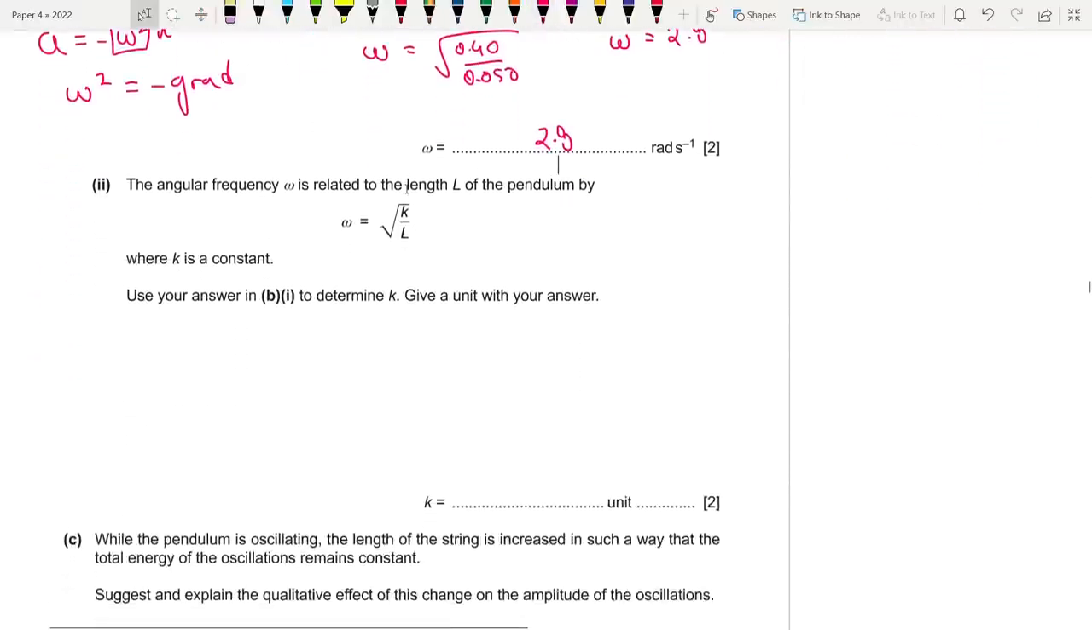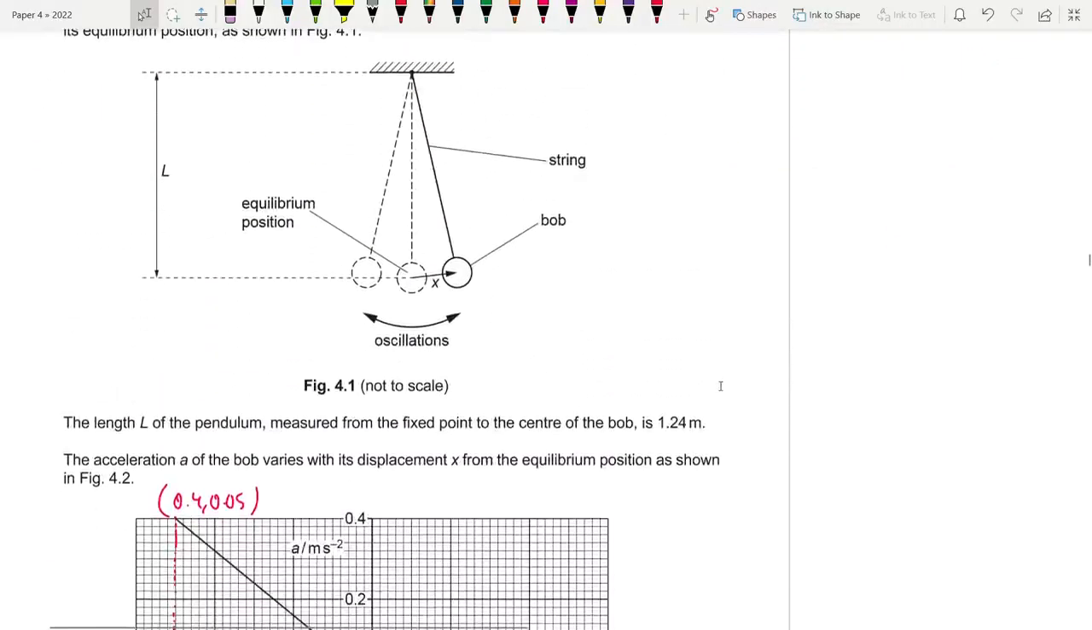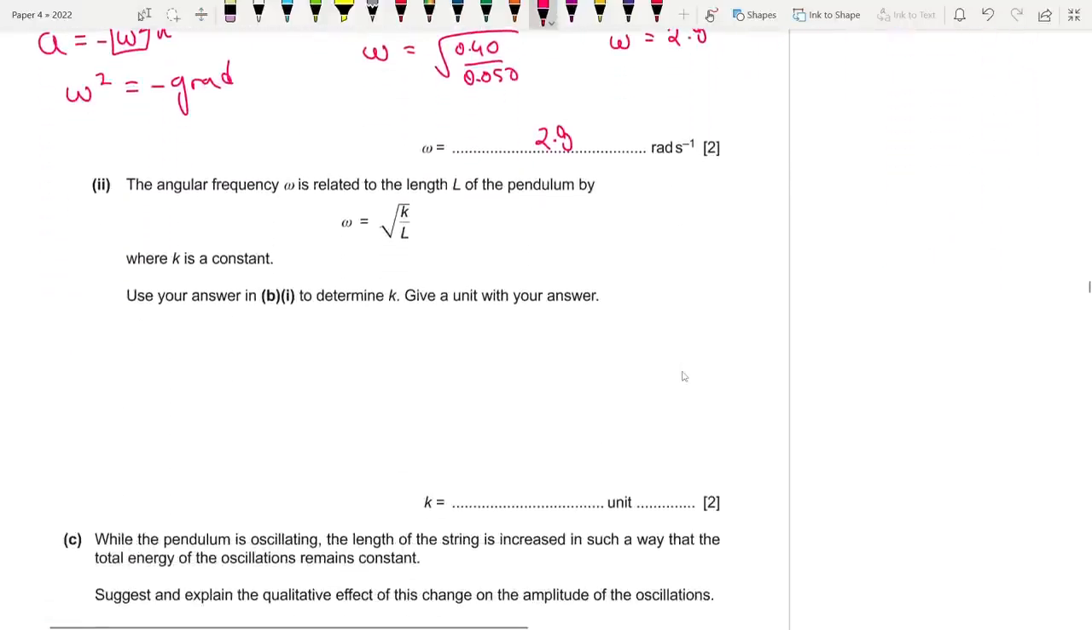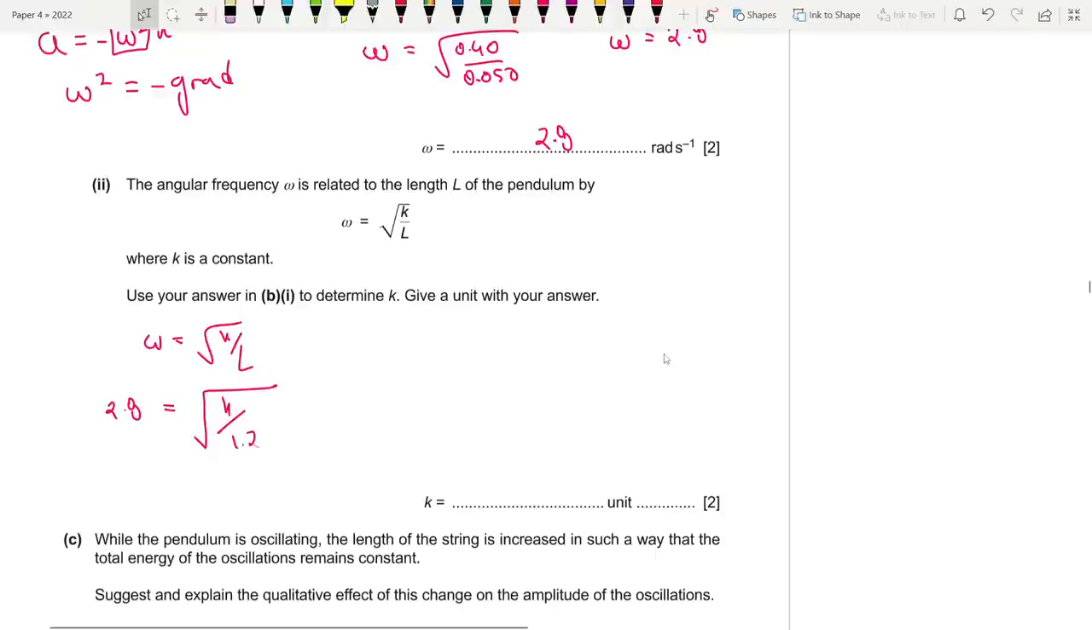Angular frequency is related to the length of the pendulum by this equation, where k is a constant. Use your answer in B to determine k. So we know the value of L. It's 1.24 meters, right? So omega equals root over k by L. So 2.8. We're going to use our calculator answer though. Never use the rounded off answer. Is equal to root k divided by 1.24. Or basically omega square is equal to k by L, right?